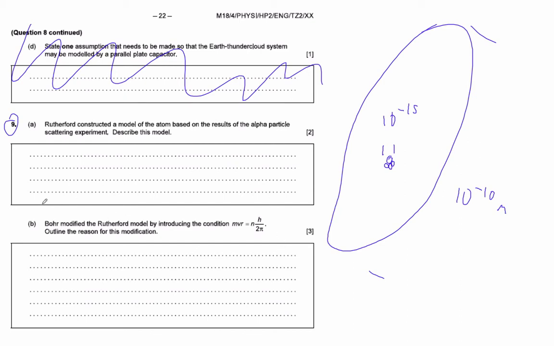There it is, right? Bohr modified the Rutherford model by introducing this condition. Outline the reason for this modification. I kind of didn't get all these marks, and I'm kind of salty about that.